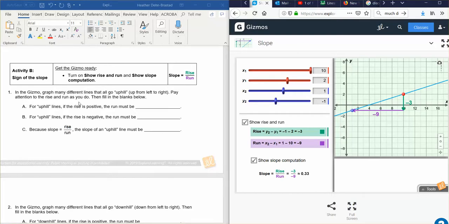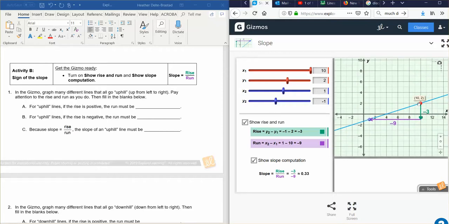All right, now we are going to look at, we're going to graph many different lines that go uphill from left to right. So pay attention to the rise and run as you do so, then fill in the blanks. So we already have one that's going uphill right here. We can change this to make other lines that go uphill. There's one that goes uphill.